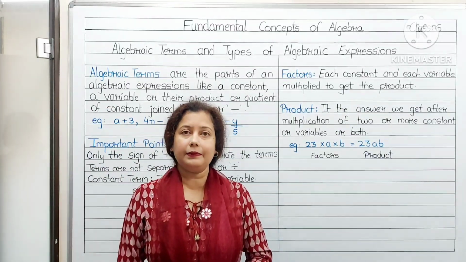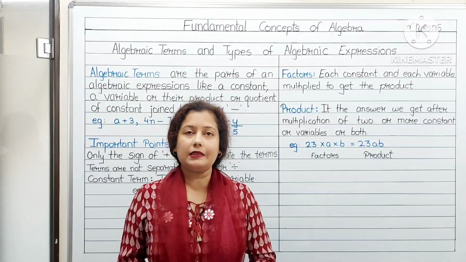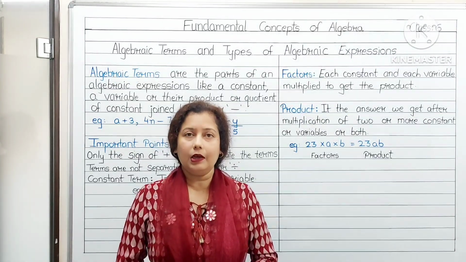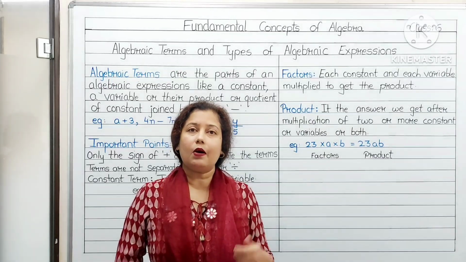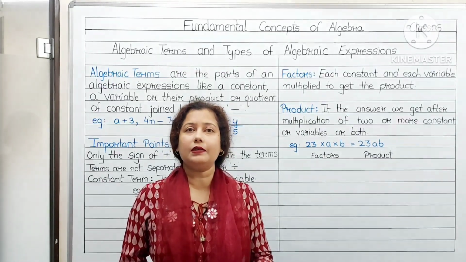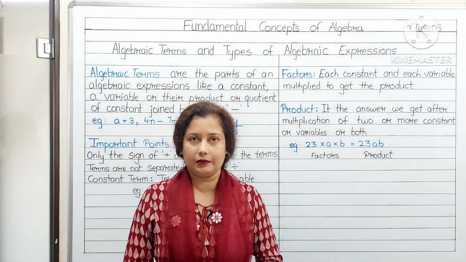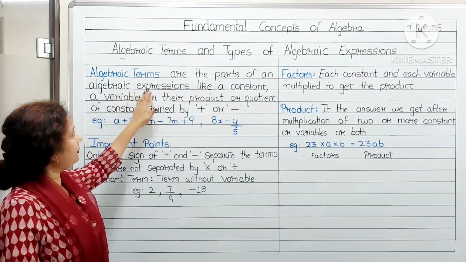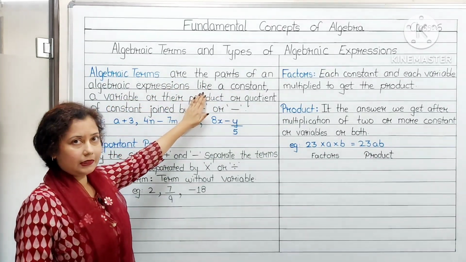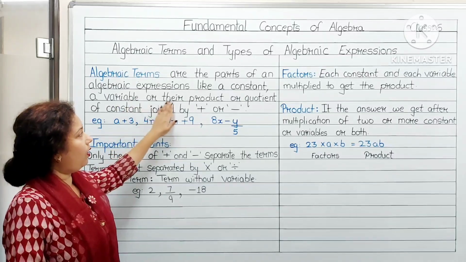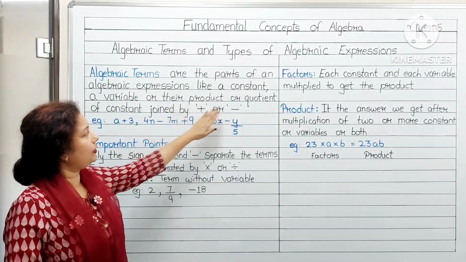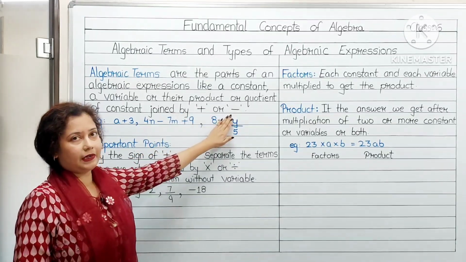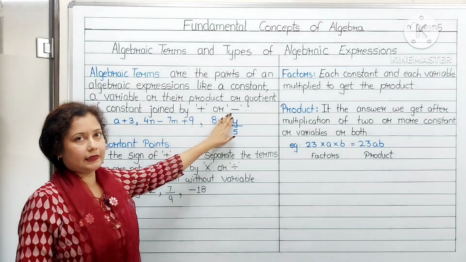Each part of an algebraic expression, like a constant or variable, their product or quotient of constant, joined by plus or minus sign, that is addition or subtraction, forms an algebraic term. Algebraic terms are the parts of an algebraic expression like a constant, a variable, or their product or quotient of constant joined by addition or subtraction, that is plus or minus sign.